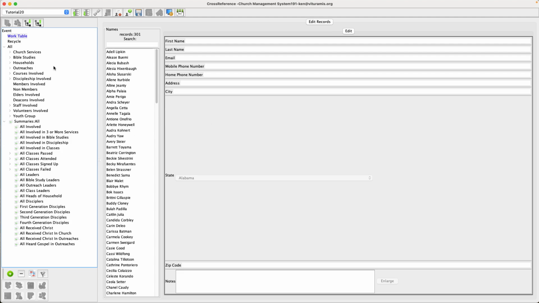You'll find that if you use CrossReference enough and you get used to how it works, that it's fun to do these queries, and you can learn quite a lot about how your church works. And this is what we mean by data mining, that you can actually do a lot of fairly complex queries in a very short amount of time and find out a lot about how your church works.